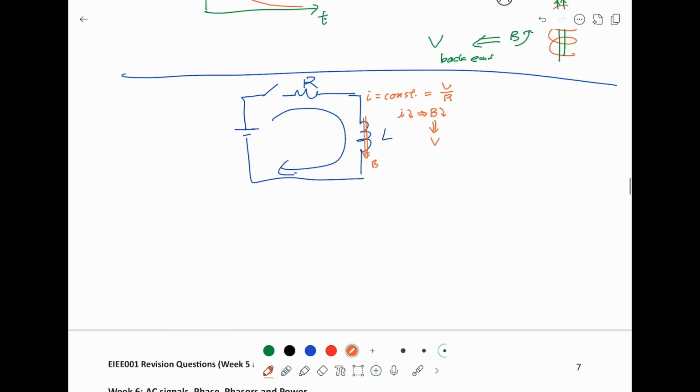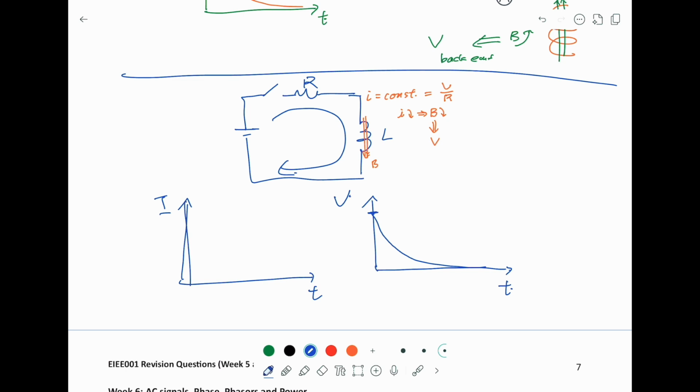So what I mean is, if you look at the voltage across here, the voltage will suddenly increase, and then it will drop, of course, to 0 because later there's no current flow. And in terms of current versus time, the same happens. It won't drop to 0 immediately, so it will drop exponentially.